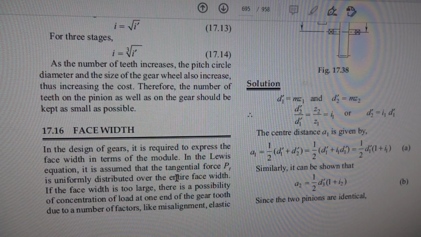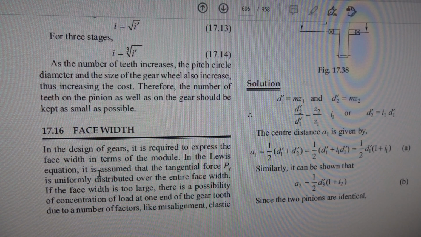So first of all, I will discuss the face width. I have already discussed the meaning of the face width, but what should be the value of the face width during consideration of the design in terms of the module? In the design of the gear, it is required to express the face width in terms of the module. In the Lewis equations, which I will derive later, it is assumed that the tangential force Ft is uniformly distributed over the entire face width.